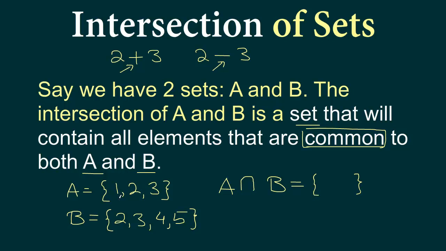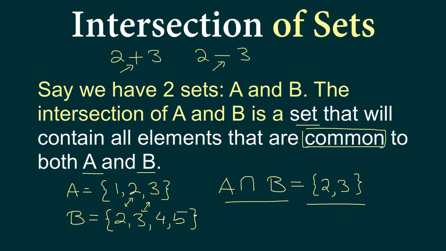1 belongs to A, but 1 does not belong to B, so we cannot write 1 here. 2 belongs to A, and we see that 2 actually belongs to set B as well, so we write the number 2 as one element here. We similarly notice that number 3 belongs to both A and B, so we write 3 here. There are no other elements which are common to A and B. So A intersection B is this set that contains 2 and 3.